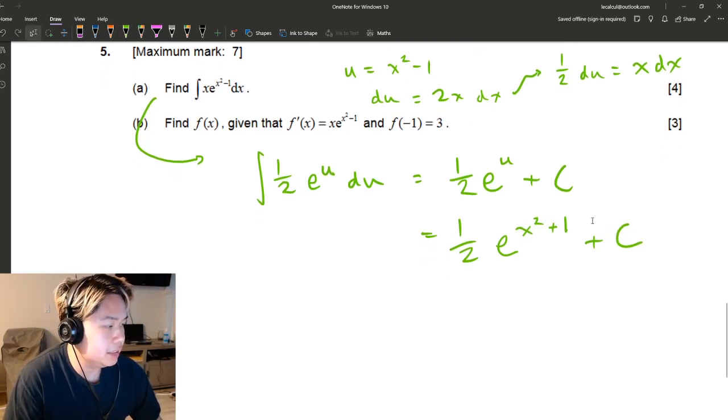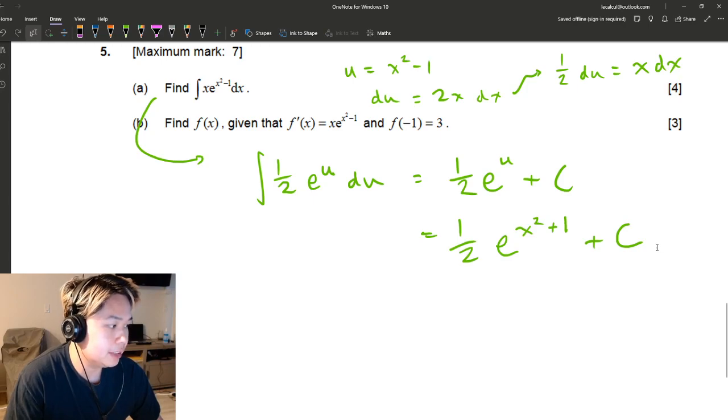And then here's your indefinite integral. Okay, now, what's next? Find the function given that the derivative is this, and then f of -1 is 3. Okay, so if the derivative is this, then this is the antiderivative, which for intents and purposes is the same as the integral. So this is actually our function here.